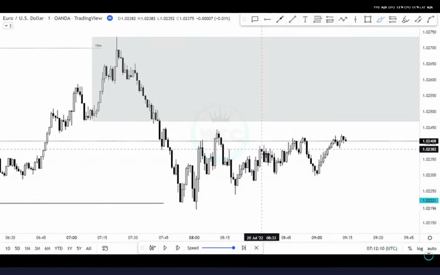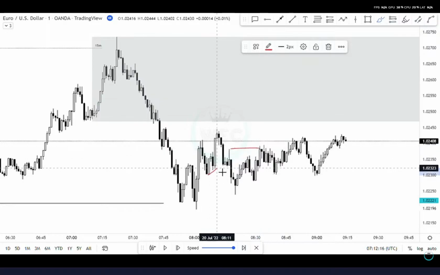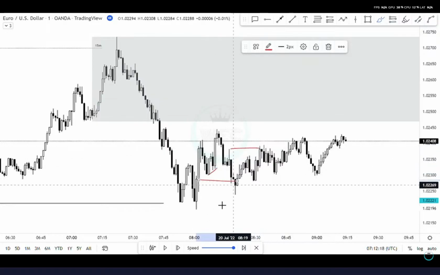Okay, so real quick, we can see how price takes out this high after grabbing all this liquidity and tapping into this demand zone.